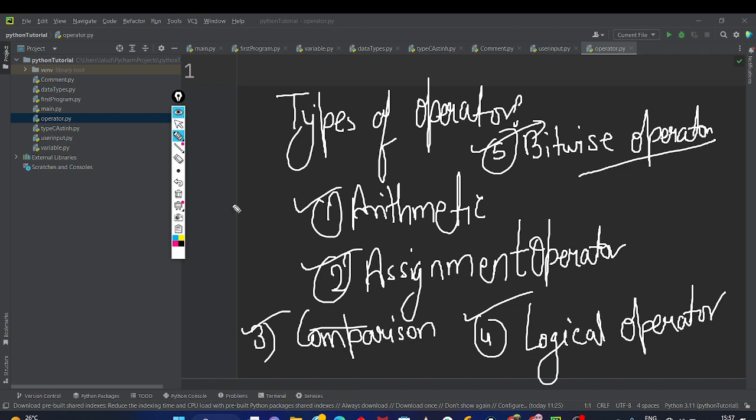So in this video this much, and in the next video we are going to see each and every operator with examples, so you don't have to worry.